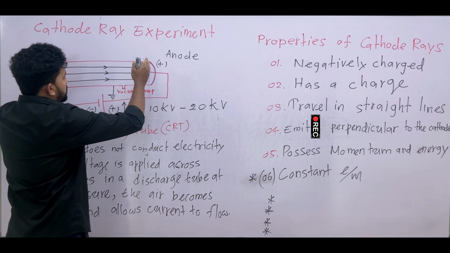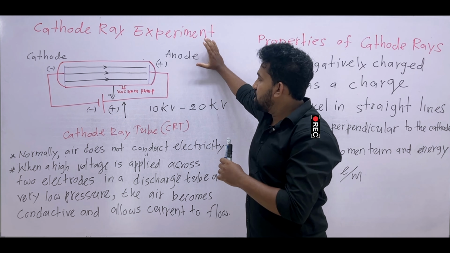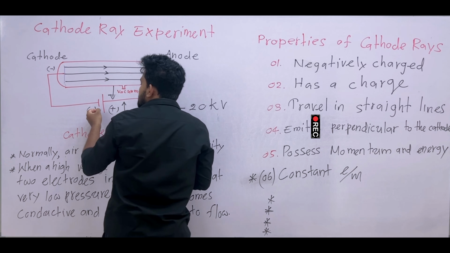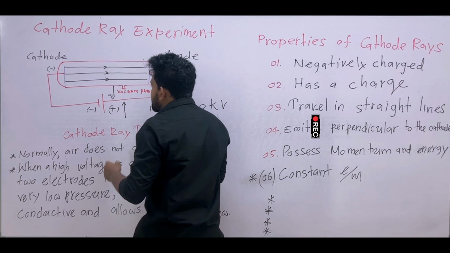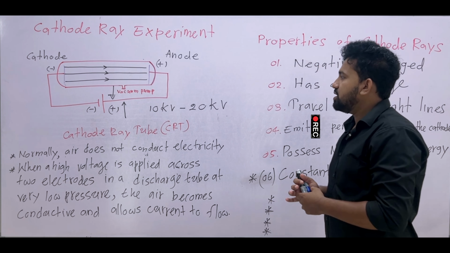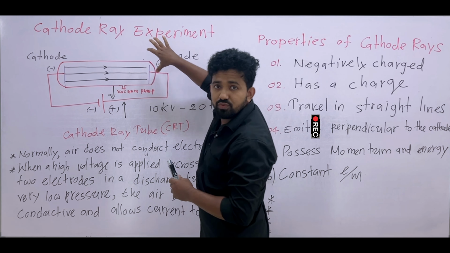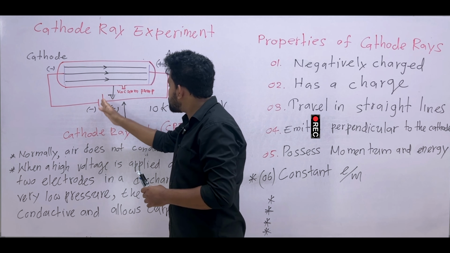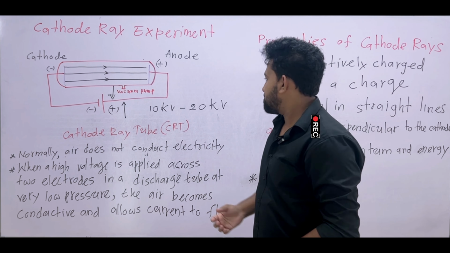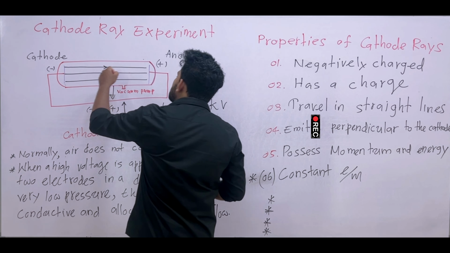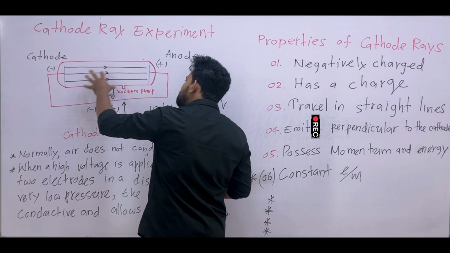There are two electrodes. One is called the cathode, the other one is called the anode. The cathode is the electrode which is connected to the negative terminal of the electric supply, and the anode is the electrode which is connected to the positive terminal of the electric supply. And there is also a vacuum pump. We can use the vacuum pump to reduce the pressure inside the tube.